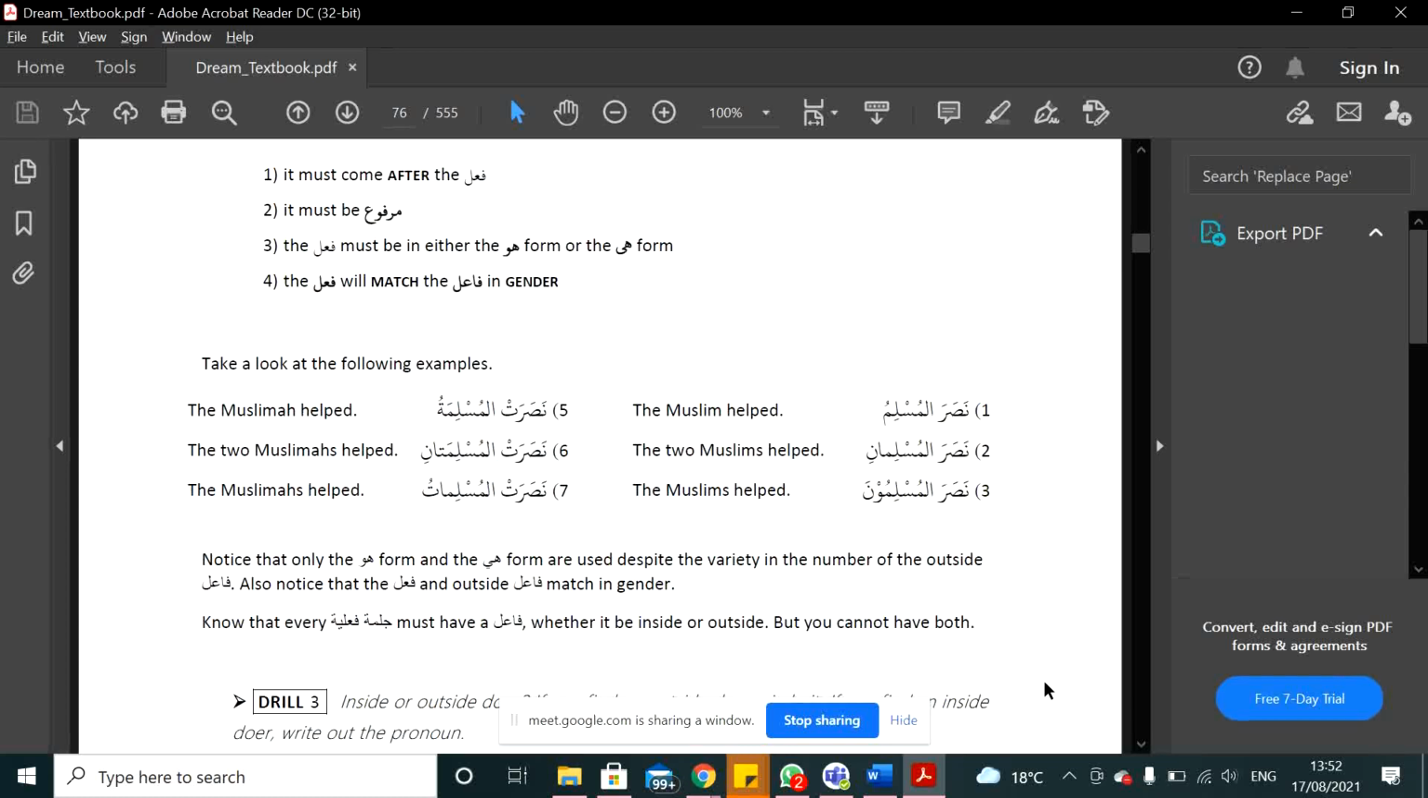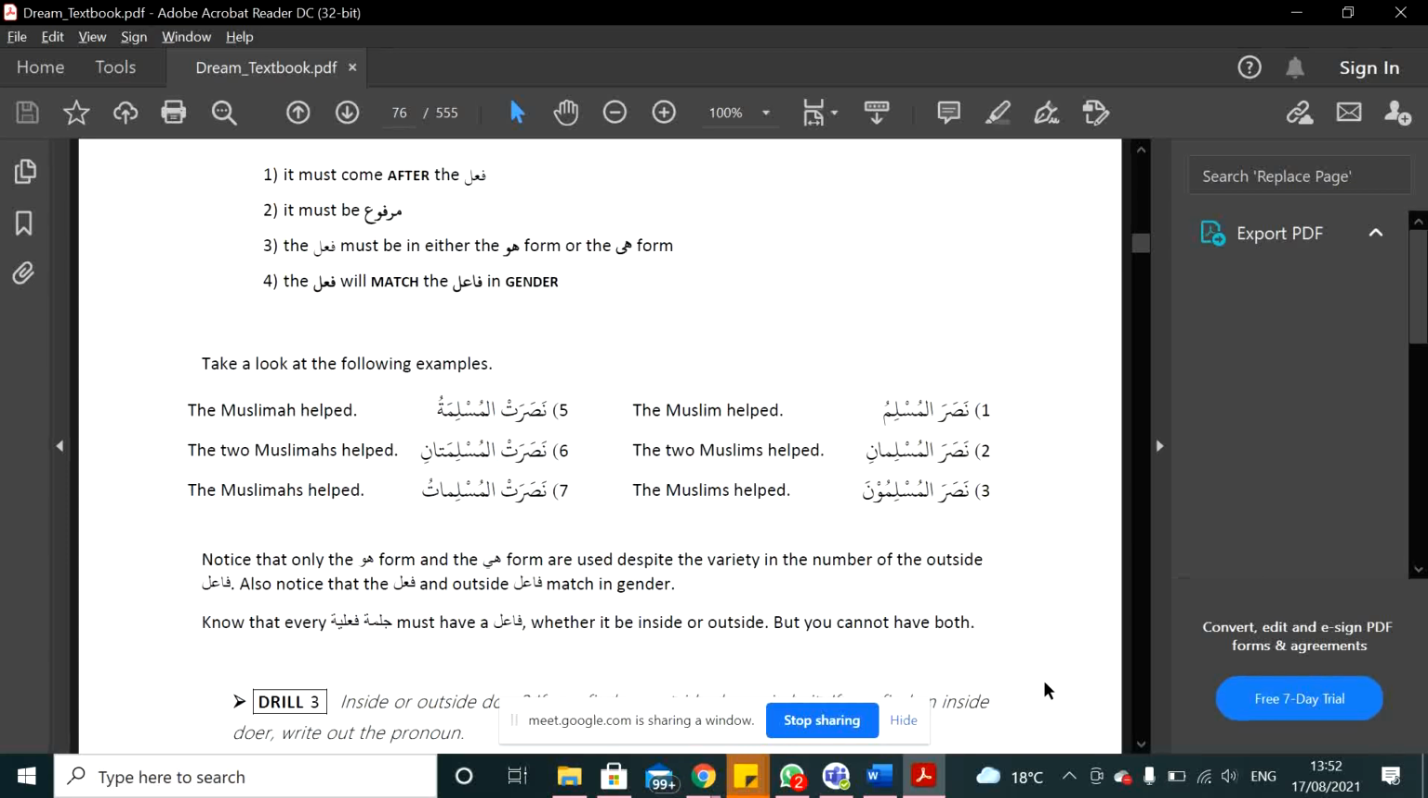And what other? Okay, there were 3 conditions. There are 4 conditions when we are talking about an outside doer. The 3 conditions are for fa'il and 1 condition is for fi'l. The 3 conditions for fa'il are that it should come after the fi'l, it should be in rafa form, and it should match in gender with the fi'l.